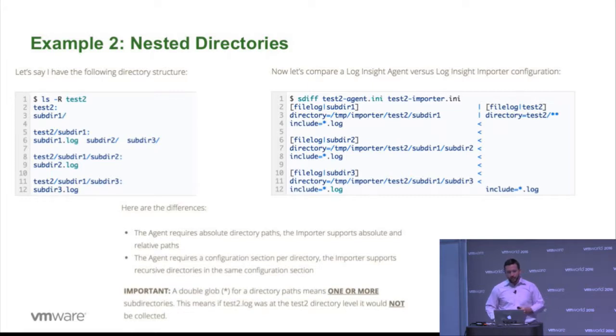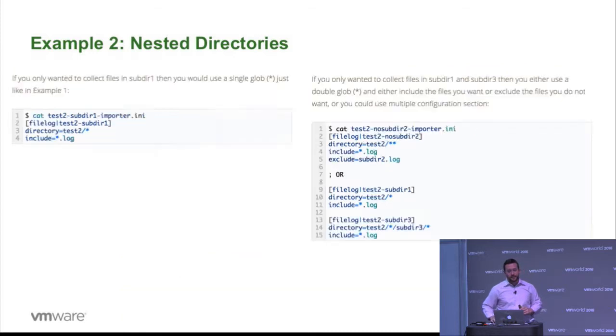So again, absolute versus relative path. You can do recursive directories with the importer. You cannot do that with the agent today. We are looking for that. If you're interested in that feature request, please go to loginsight.vmware.com. It's a free online community that anyone can sign up for and either vote for existing or create new feature requests. We do take those very seriously, so we're looking for your feedback on what to implement.